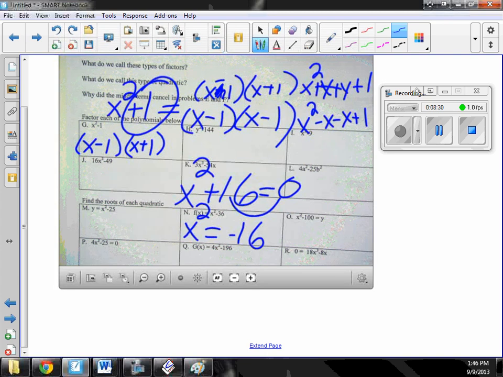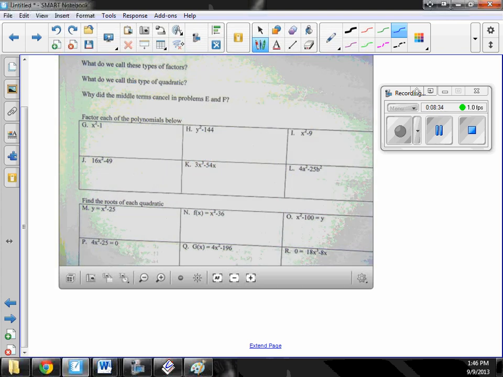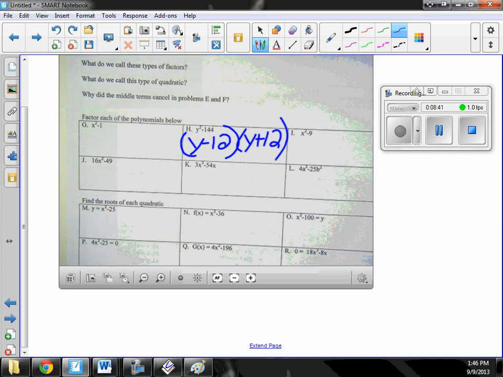There isn't one. It's imaginary. So that doesn't work. Okay, letter H, y minus 12, y plus 12. I is pretty easy. What about J? Is it a difference of squares? What are my factors?